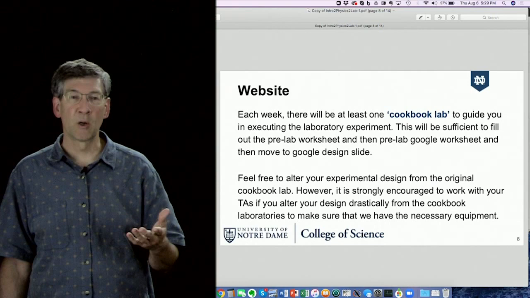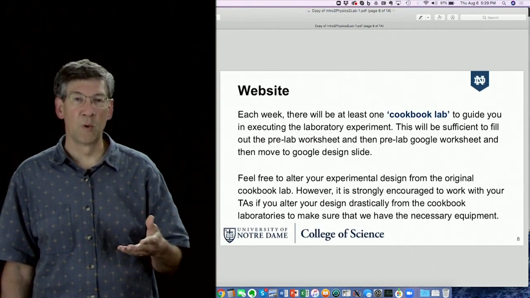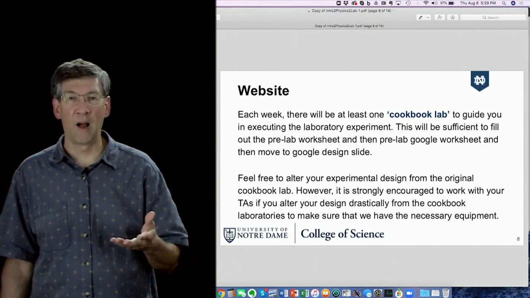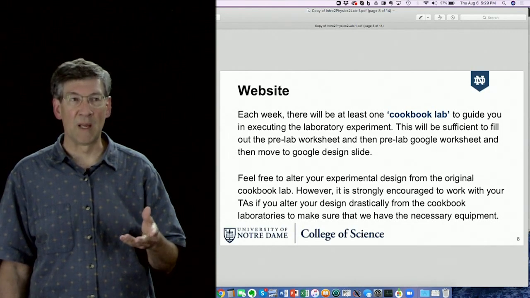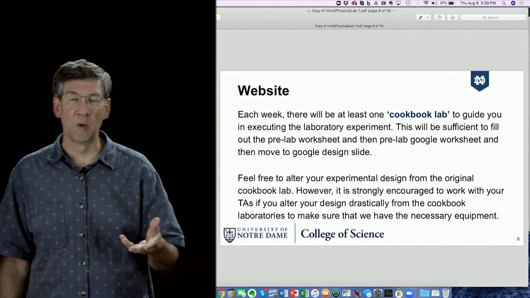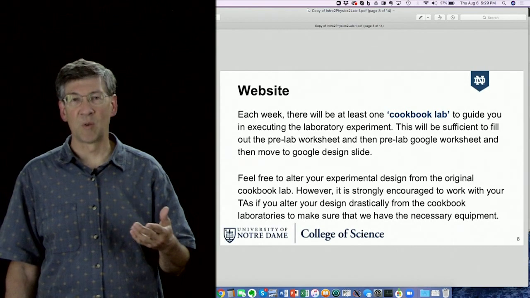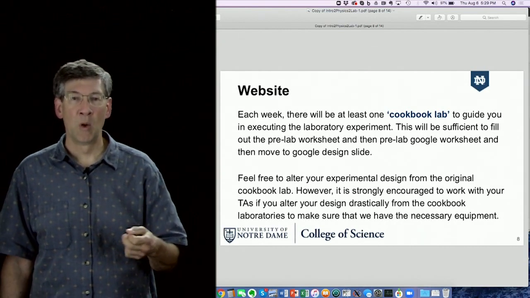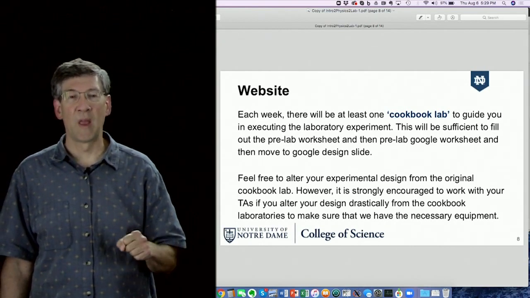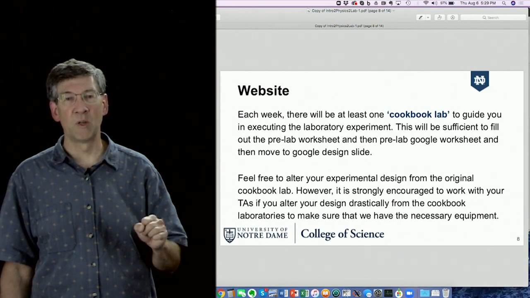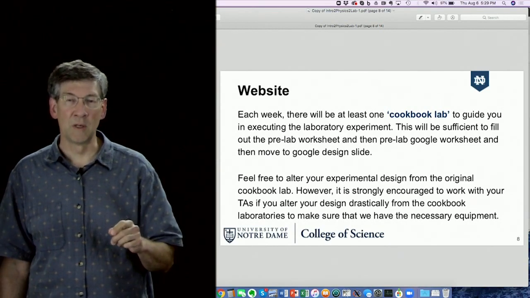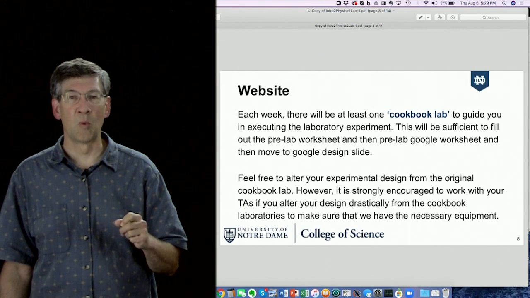So there will be a cookbook lab that you can read and go through and try to use that as a guide for the types of measurement that you can make. But then we'll ask you to go beyond that and design something more interesting. But these are there, and you can look at them, and there is a lot of other information on the website that you can read to sort of understand and guide you through what we'll be doing each week.